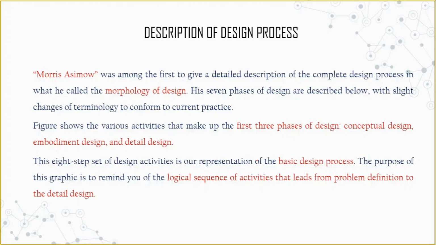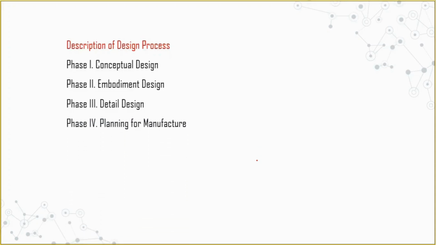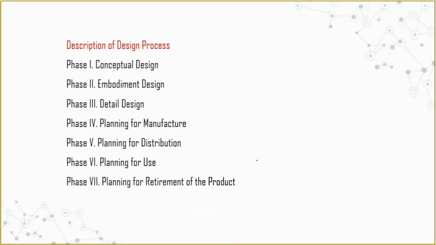The purpose of this graphic is to remind you of the logical sequence of the activities that leads from the problem definition to the detailed design. So here we are going to see what the different phases of the design process are. Phase 1 is conceptual design, phase 2 is embodiment design, phase 3 is detailed design, then phase 4 is planning for manufacture, phase 5 is planning for distribution, phase 6 is planning for use, and phase 7 is planning for retirement of the product.